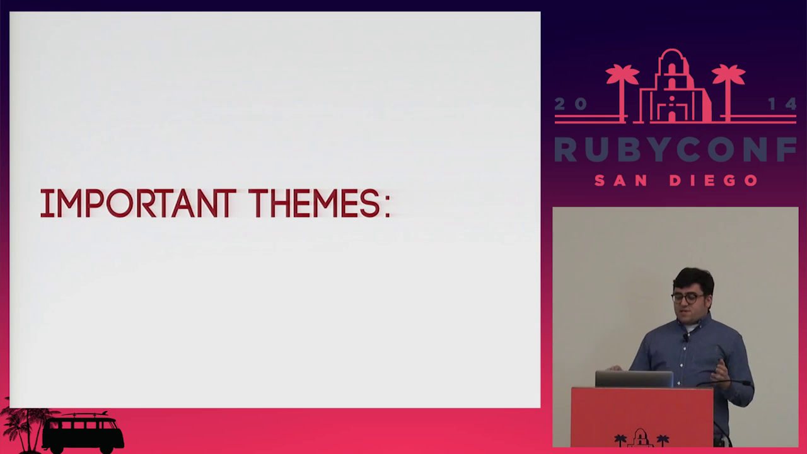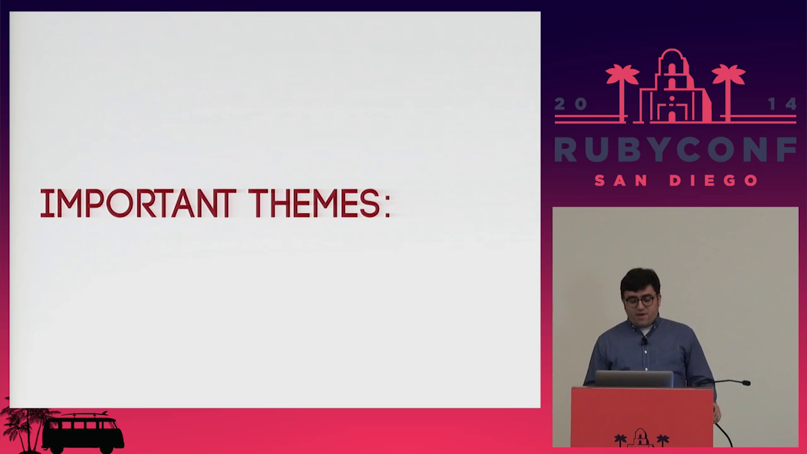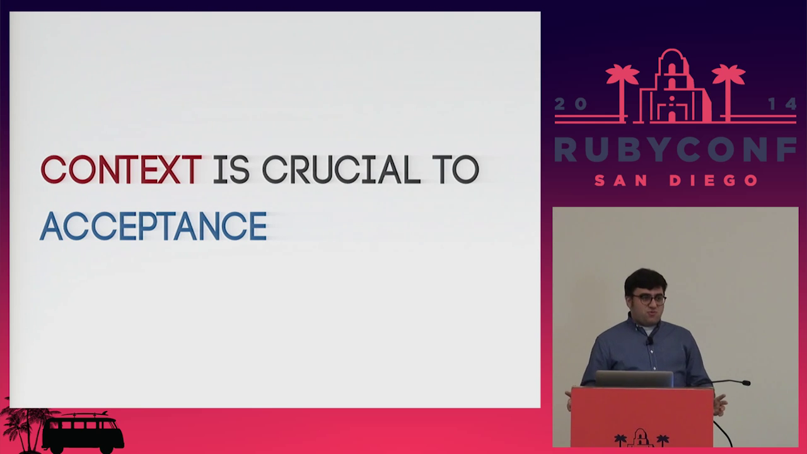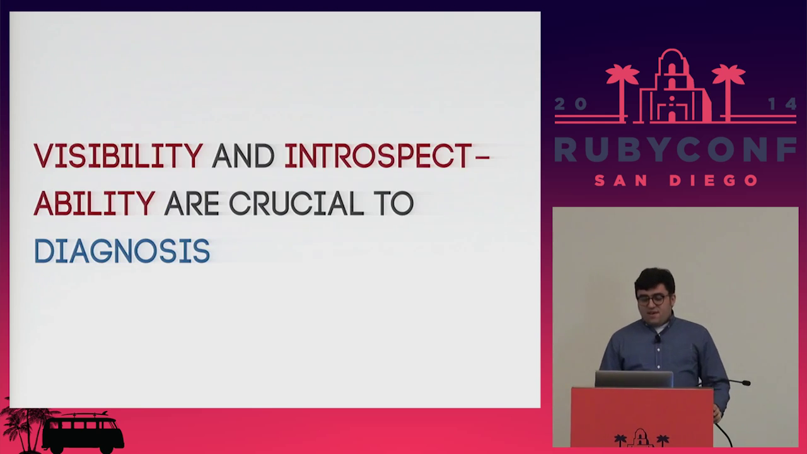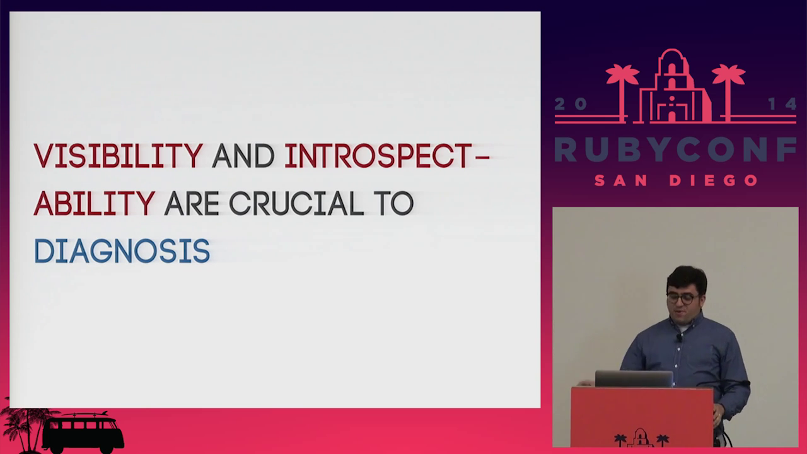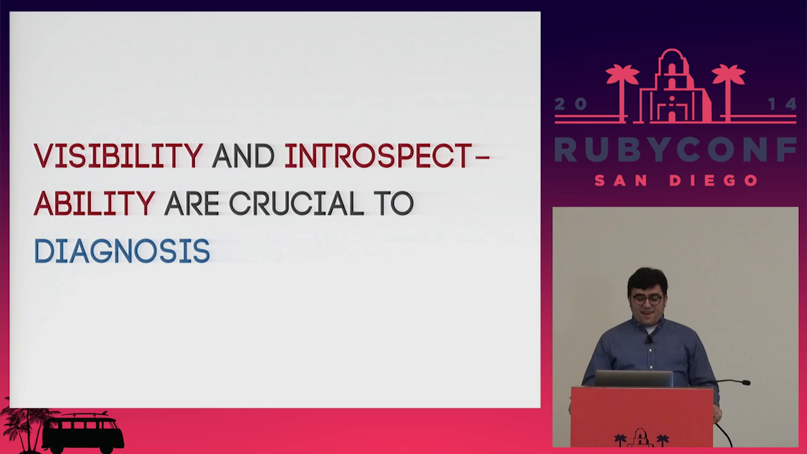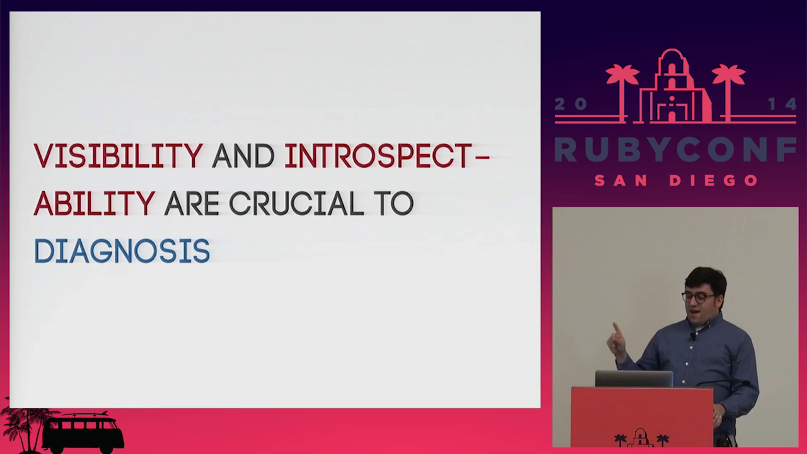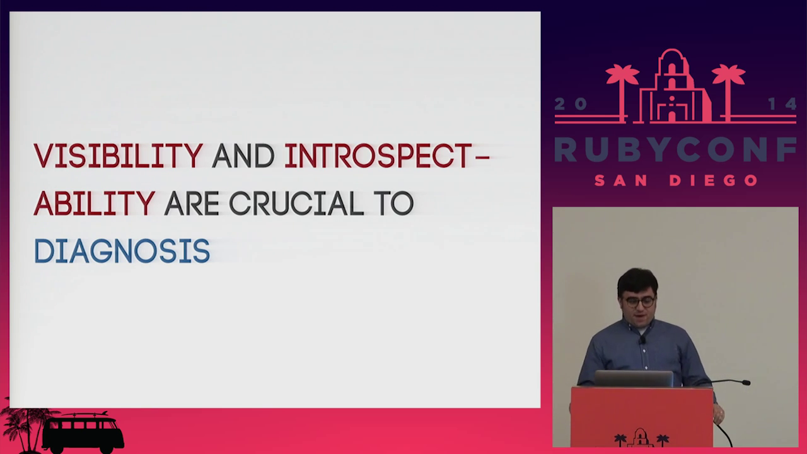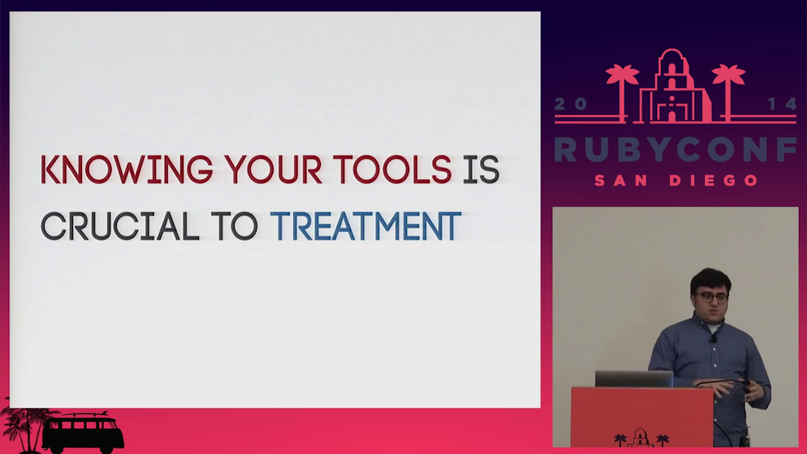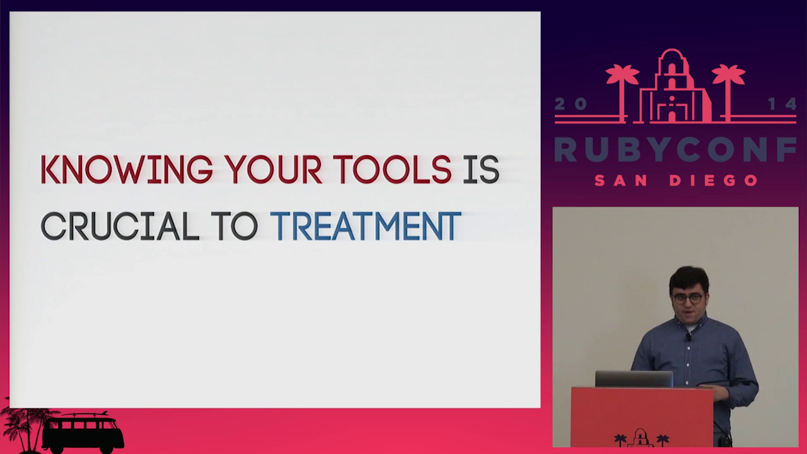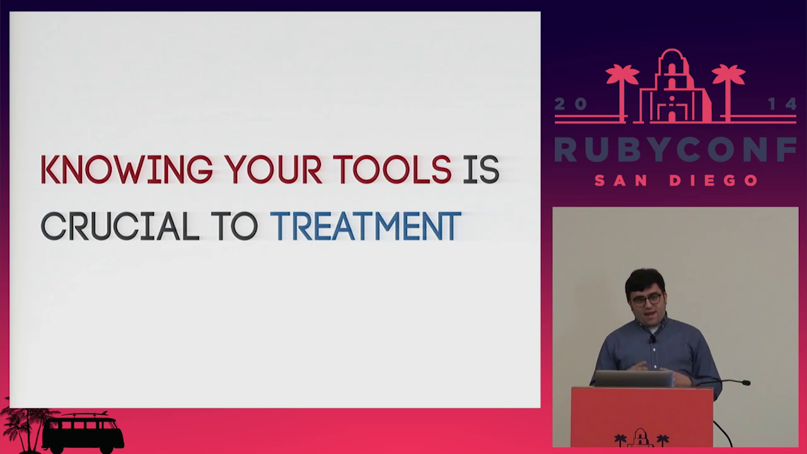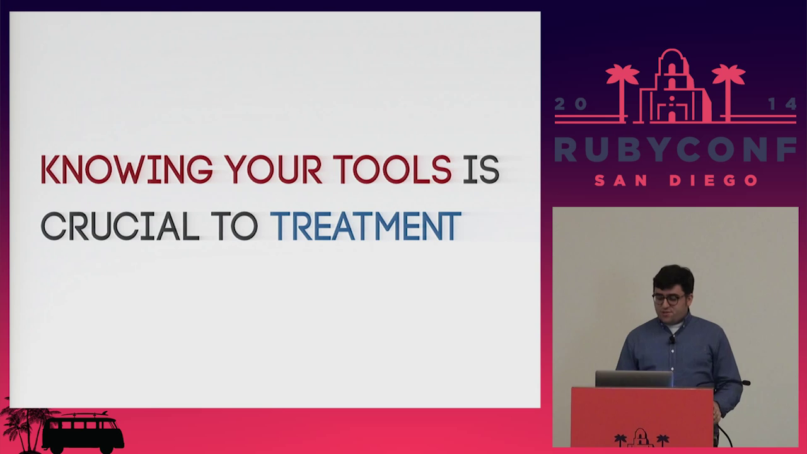So the important themes here for this therapy is context is crucial to acceptance. Visibility, and another word I like to make up and say a lot, is introspectability. I don't think I actually made it up, but spellcheck didn't know what it is. So introspectability, meaning the ability to introspect our code, is crucial to diagnosis. And then finally, knowing and working repeatedly with your tools is crucial to treatment.